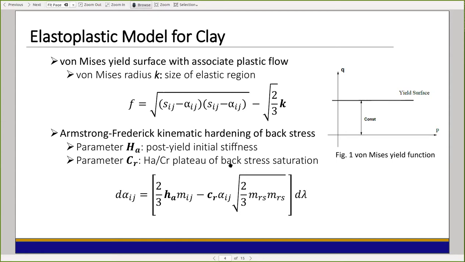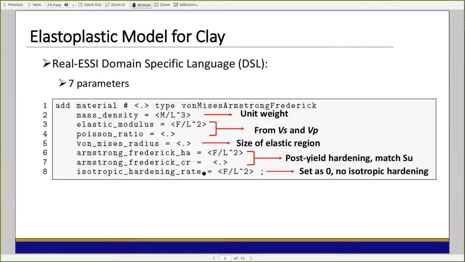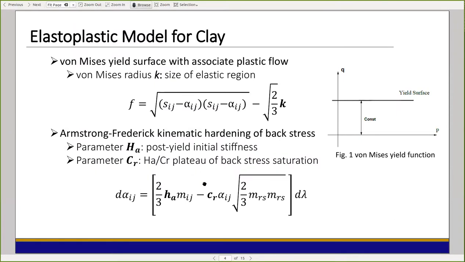For this Armstrong-Frederick kinematic hardening, we have two parameters. Number one is the parameter HA, which controls the post-yielding initial stiffness. And we also have a parameter CR, which when combined with the parameter HA, the ratio of HA over CR, will control the plateau of the backstress saturation. If I may add, essentially doing this, you control the shear strength, because this plateau plus the actual K, the square root of 2/3 of K, which is the radius of the yield surface, essentially controls the shear strength. And you'll show some examples later on.